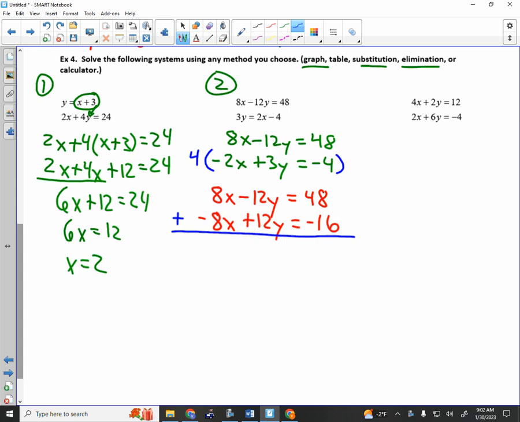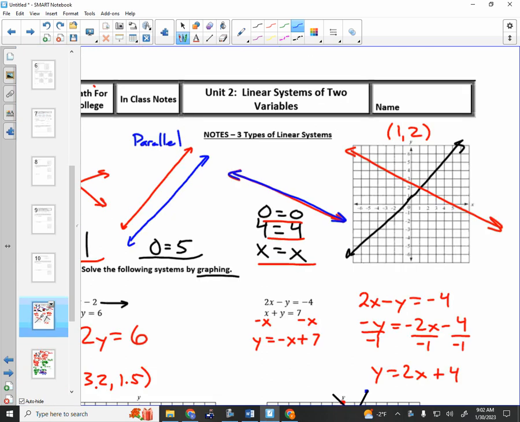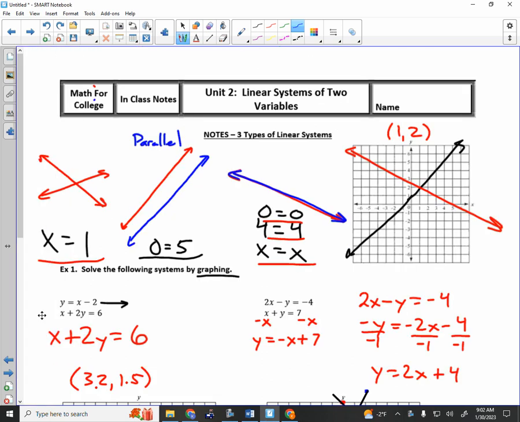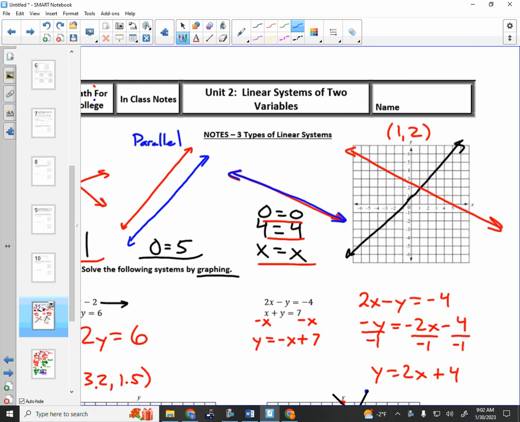Yeah, the x's go away. And the y's go away. If the x's and the y's go away, what do you have on the left-hand side then? You have 0. Now, on the right-hand side, you have 32. What does it mean if you get 0 equals 32? No solution. If you were to graph these, they would be parallel lines. They would look like this. So there is no solution at all.